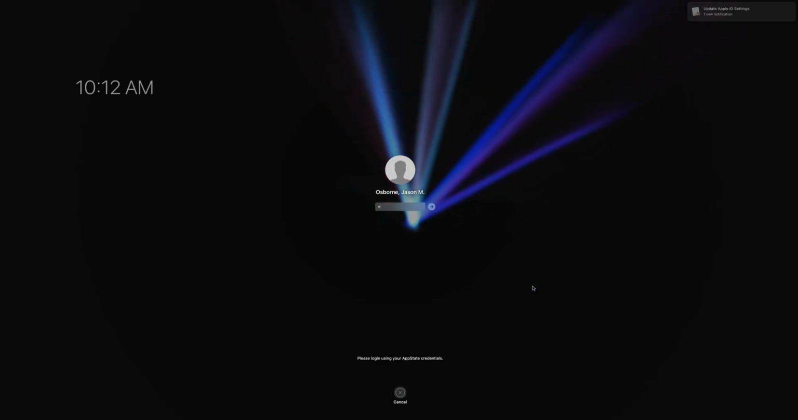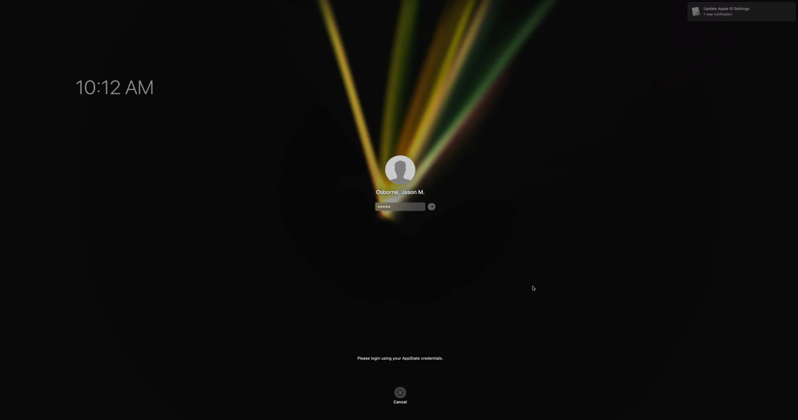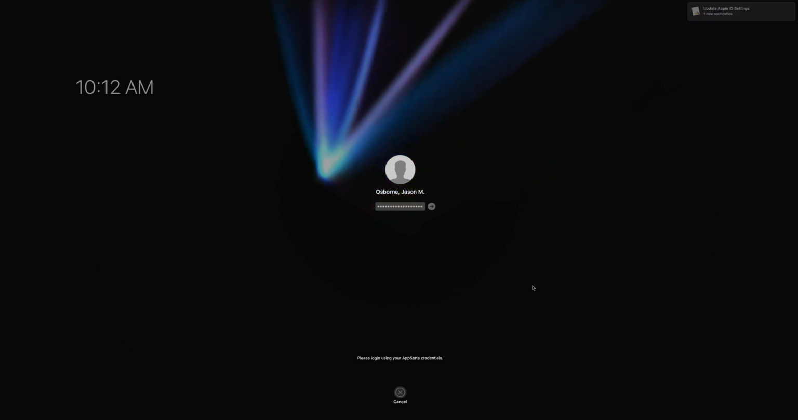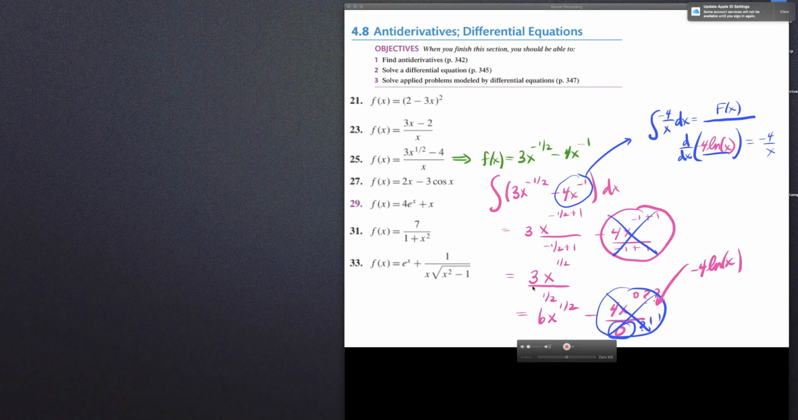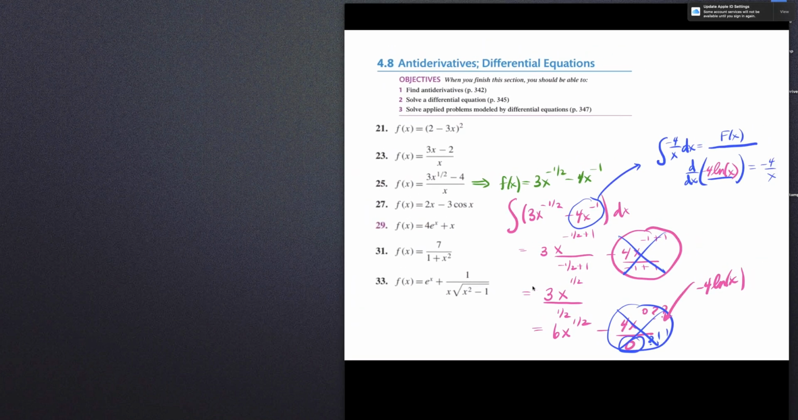Okay, so there we have our answer that the antiderivative of this problem is equal to 6 square root of x, x to the 1/2 is the square root, minus 4 natural logarithm of x. And that is the antiderivative of the function f of x, where f of x is equal to this one.